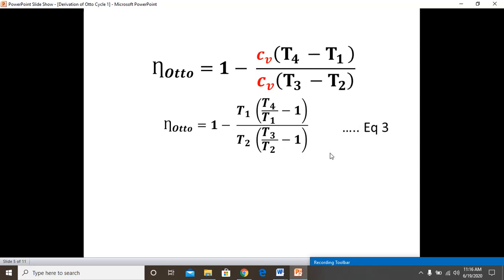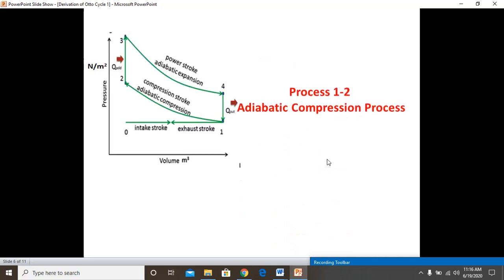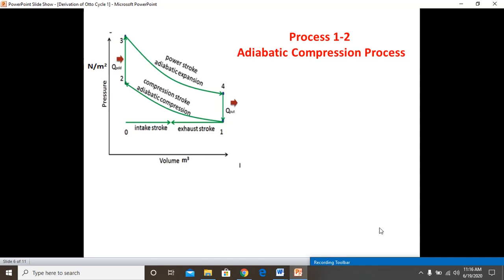Then I will call this equation number 3. Therefore, next I will go for each and every process analysis. For this, the only thing you want to do is prove that T4 by T1 is equal to T3 by T2.